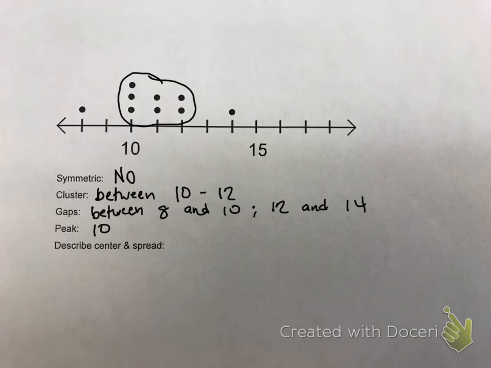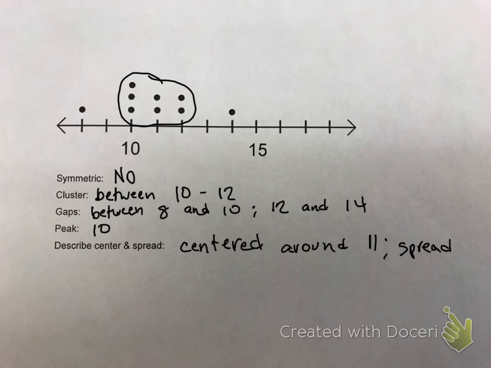And then to describe the center and the spread, because we have a shape that is not symmetric, we're going to use the median. So the data is centered around 11. That is the median. And the spread of the data around the center is 2, because the IQR is 2.